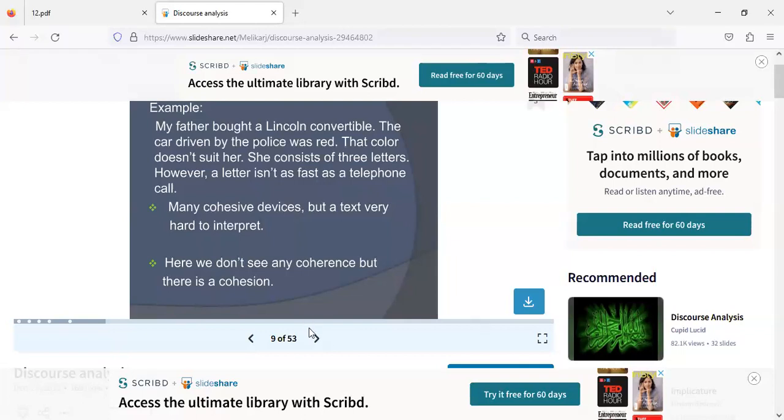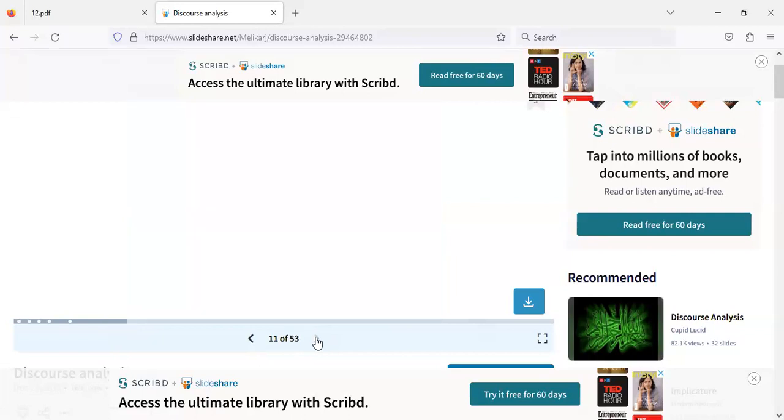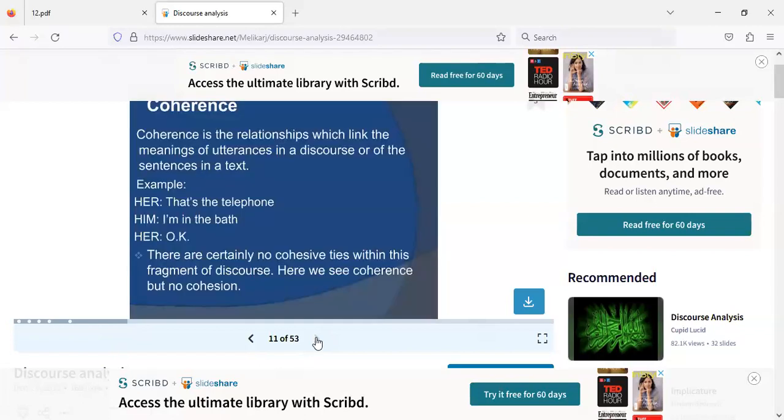Okay. So what do you mean by coherence then? Yes, coherence is the relationship which links the meanings of utterances or sentences, right? Now this is a very famous example.